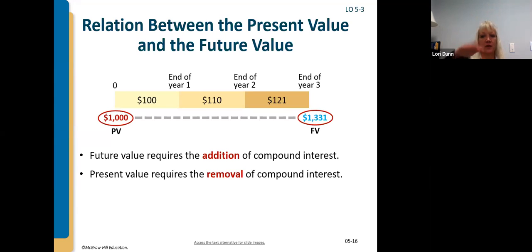So future value adds compounding interest. When we're calculating present value, we take out all the interest. When we're calculating for future value, we're adding the interest. When we're calculating for present value, the interest is already in this future value over here, so we're removing it to get back to the original investment.